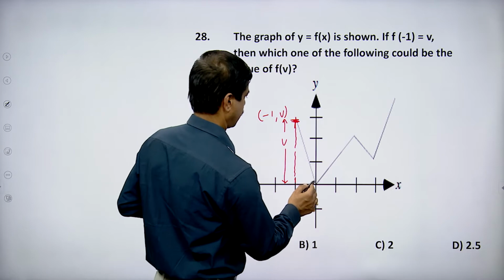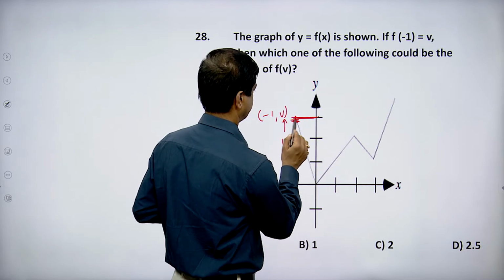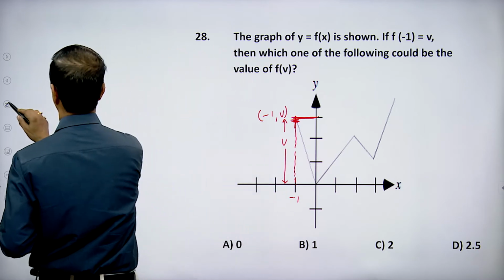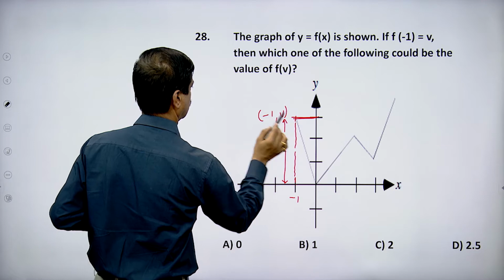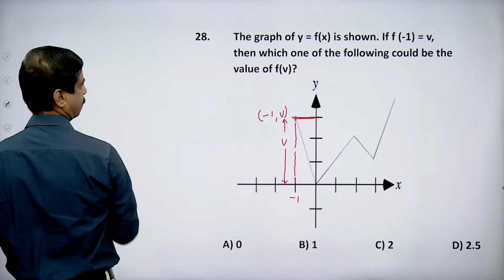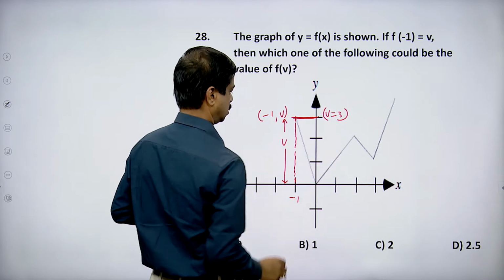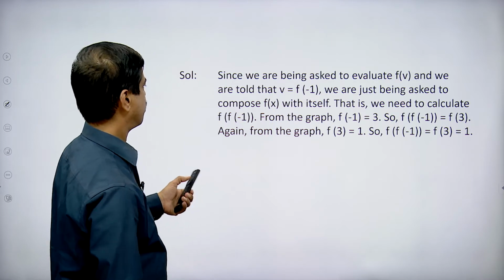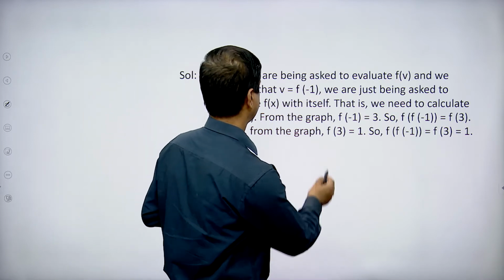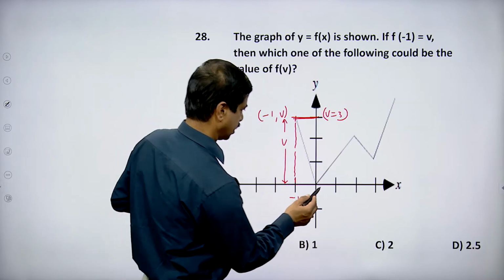You see 1, 2, 3. You are getting this or not? Almost. So maybe the diagram is a little different. So now if you look at this, v equal to what? 3. So now he is asking us to find out f of v. So now we should find f of 3. So what is f of 3 from the graph? x is 1, 2, 3.